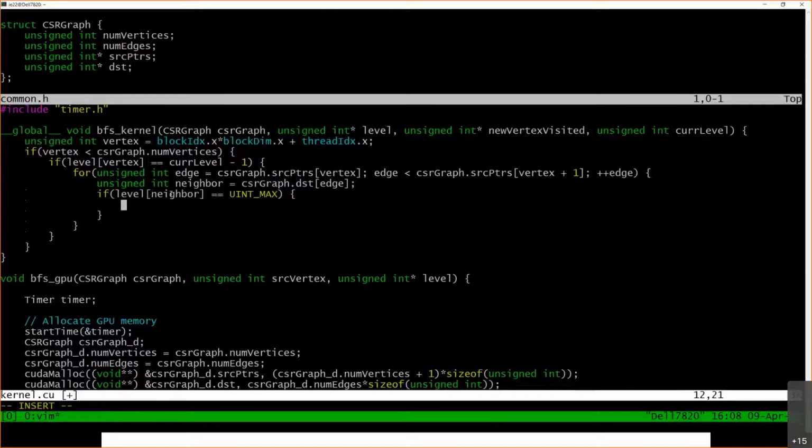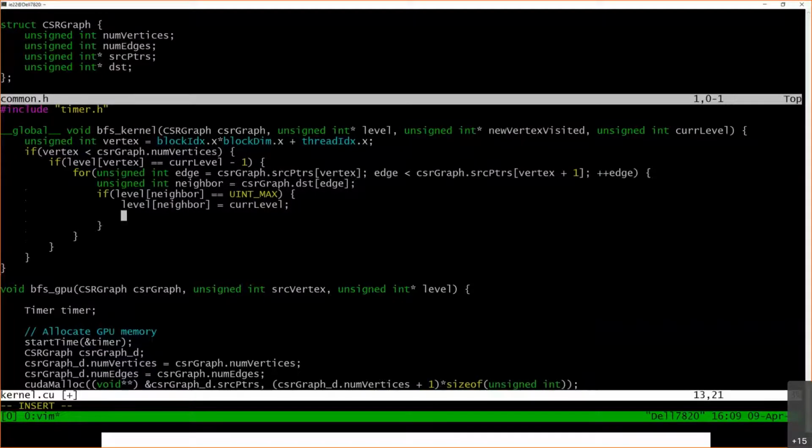Okay, so if the neighbor has not been visited, then what I want to do is add the neighbor to the current level, or mark the neighbor as being part of the current level. So I'm going to write level of neighbor is equal to the current level. And I need to set the new vertex visited flag to indicate that I have visited a vertex, so that I can tell the host that we're going to have to do another iteration because we've visited a new vertex. So I'm going to set the new vertex visited flag to 1.